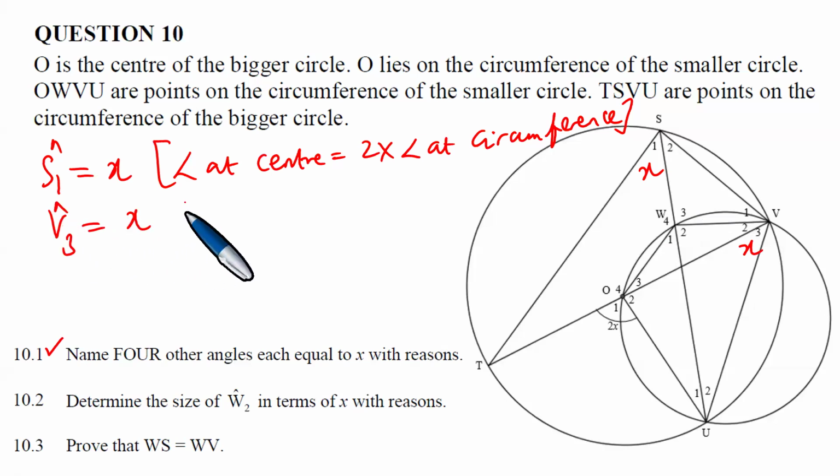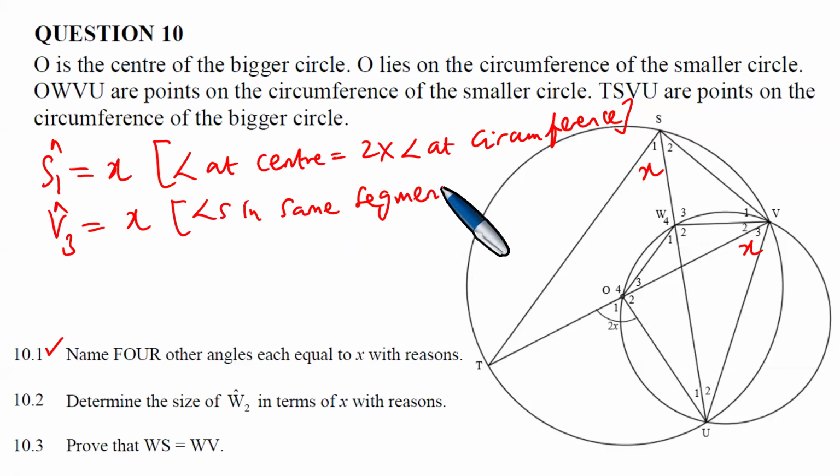Angles subtended by the same chord, or angles in the same segment. Next. And then the whole of U, U1 plus U2, is equal to X. The whole of U, which is U1 and U2. So in other words, the angle U equals X.